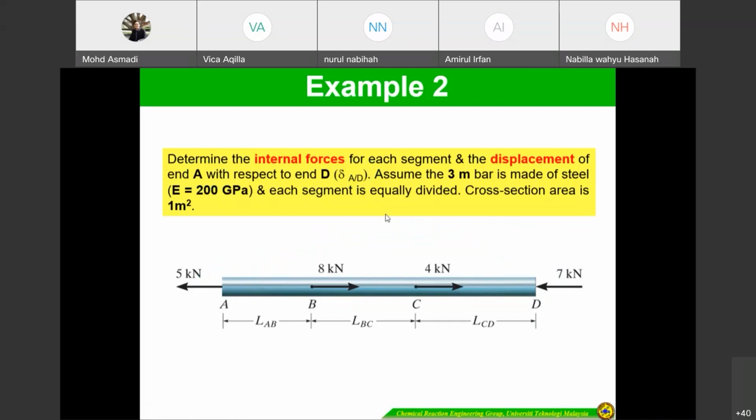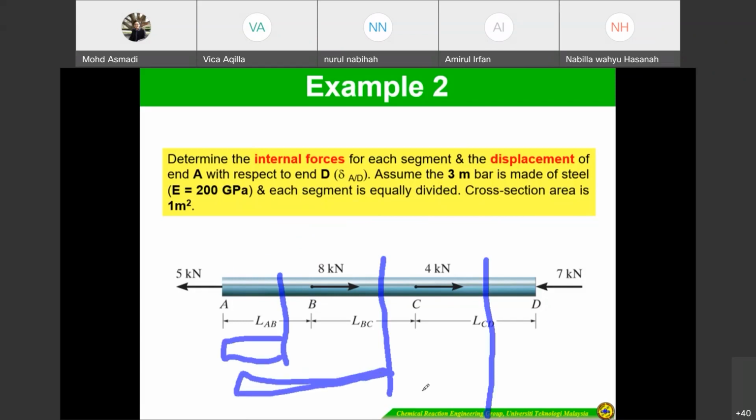So assume the 3 meter bar is made of steel, E equal to 200 gigapascal. Each segment is equally divided. Cross sectional area is 1 meter square. What you have to do, of course, is draw the free body diagram. So if you look at here, this one, this one, this one.